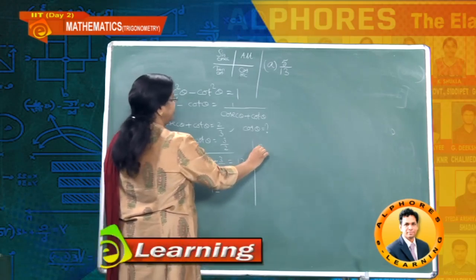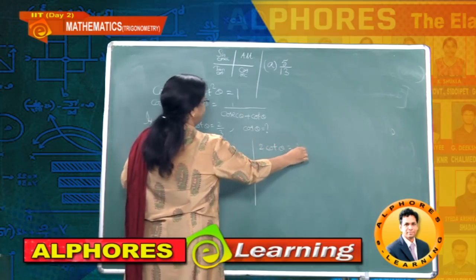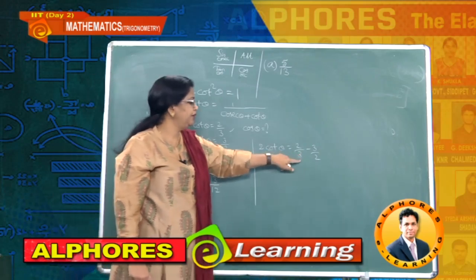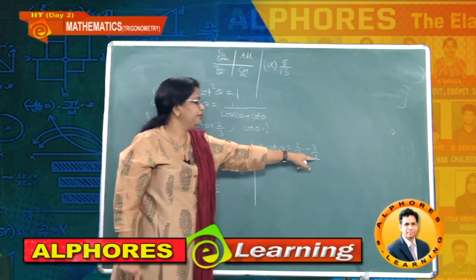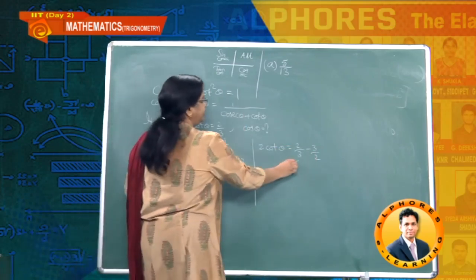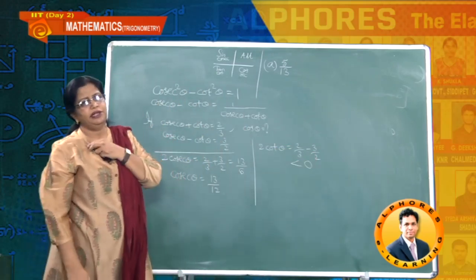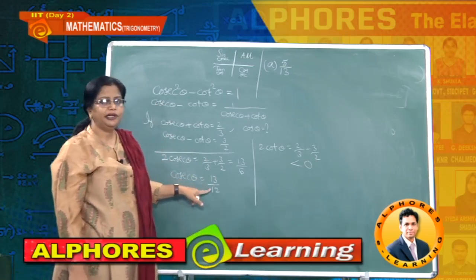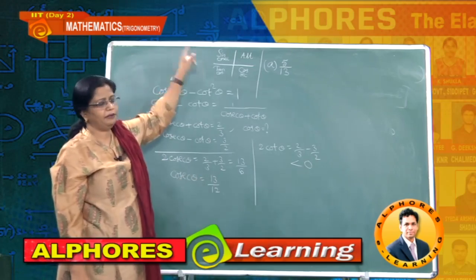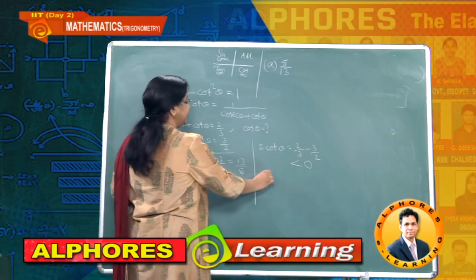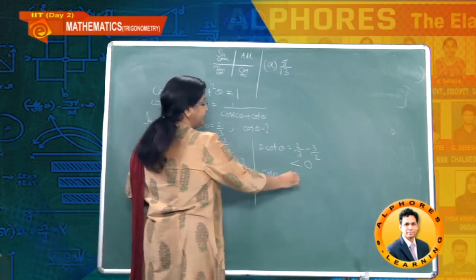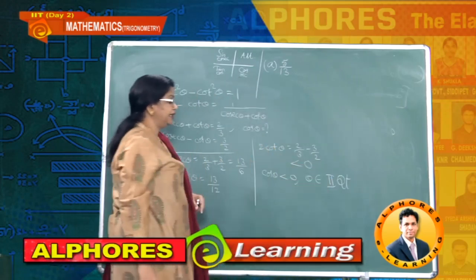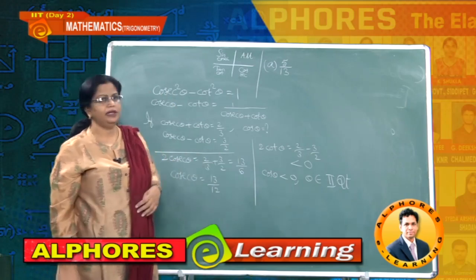This is 2 times cot theta equal to 2 by 3 minus 3 by 2. Now what happened here? 2 by 3 is less than 1, 3 by 2 is more than 1, so obviously you get a negative value. So what is my confirmation now? The confirmation is that theta belongs exactly to the second quadrant. So in the second quadrant, cos theta is what? Negative, as theta belongs to the second quadrant. So theta in the second quadrant implies cos theta is negative.